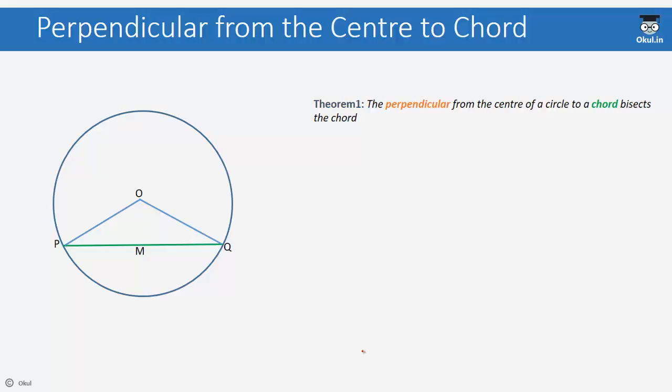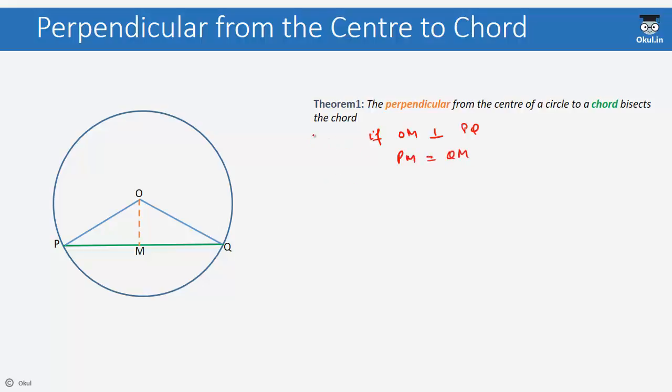So we have been given the center of the circle as O, and the chord of the circle is PQ. According to the theorem, the perpendicular drawn, that is OM, from the center of the circle to the chord should bisect the chord PQ. So if OM is perpendicular to PQ, then we can say that it is bisecting the chord, that is PM is equal to MQ.